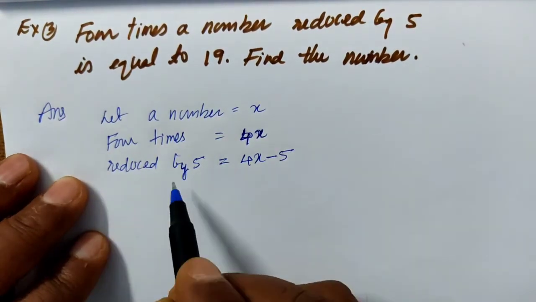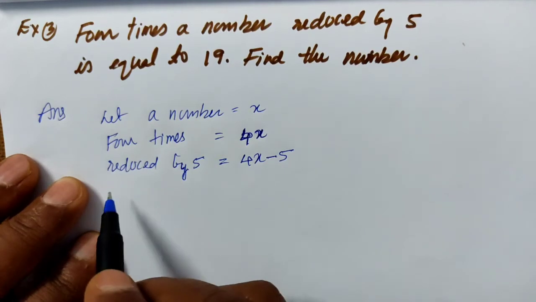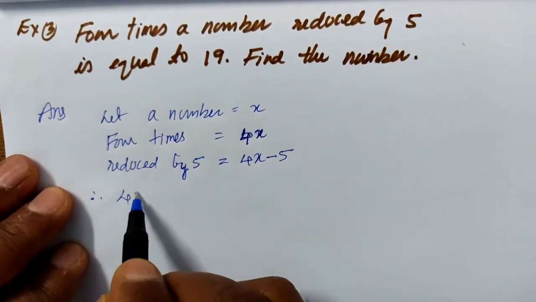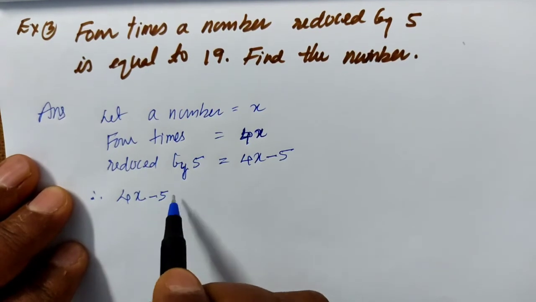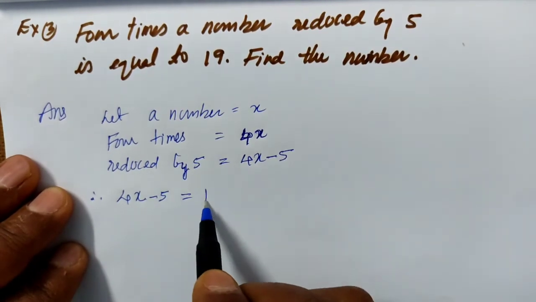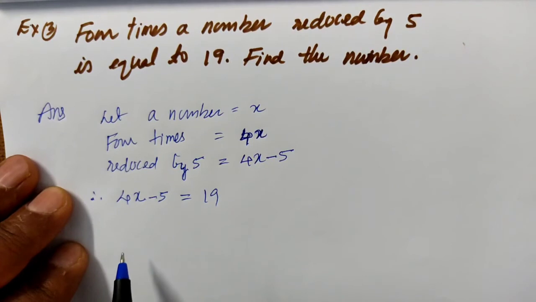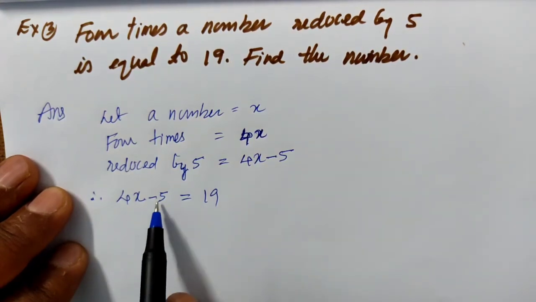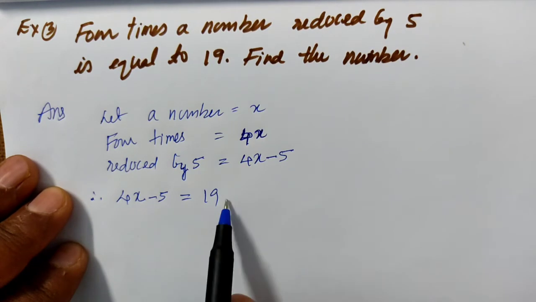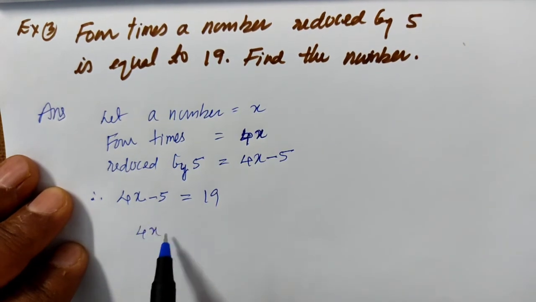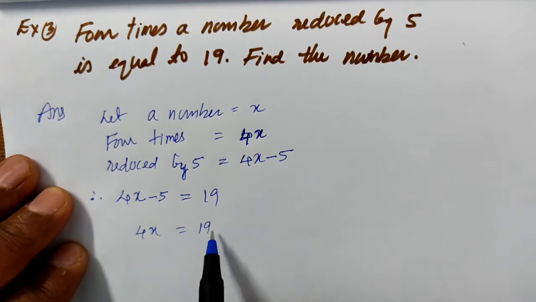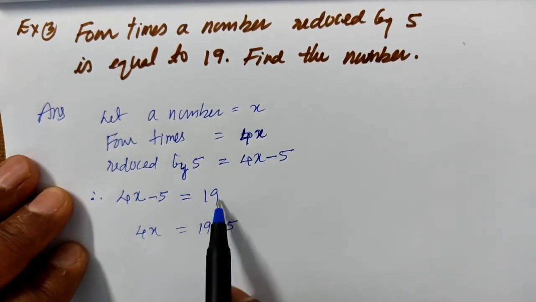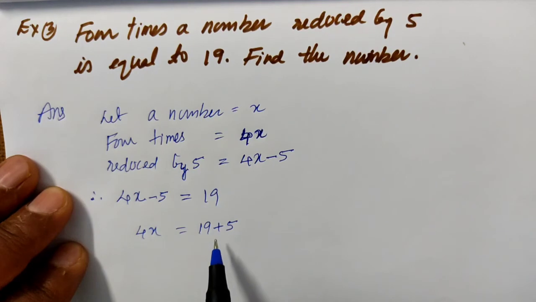So this, 4 times a number reduced by 5, is equal to 19. Therefore, according to the problem, 4 times a number reduced by 5 is equal to 19. Okay. So now it became an equation. Now transpose this minus 5 to this side. So 4x is equal to 19 plus 5. So minus 5 we transpose to this side, it will become plus 5.